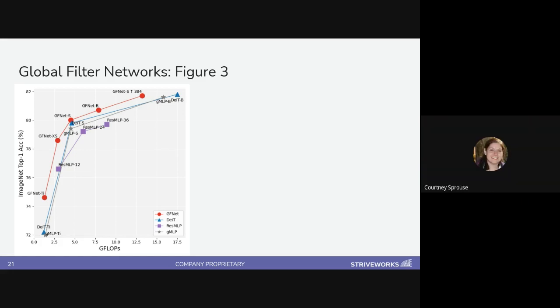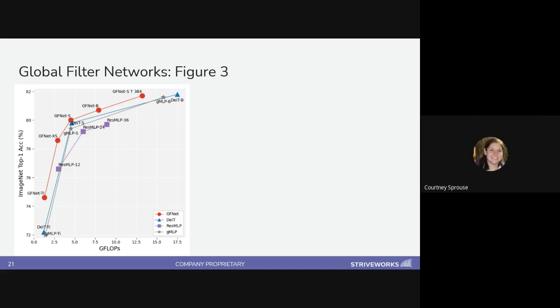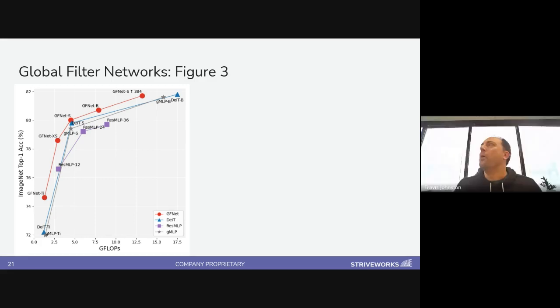I think it's like you use less GFLOPs but get better accuracy, right? More gigaflops gives you more accuracy. With GFNet, you can use less GFLOPs and get better accuracy than the other two. Okay, yeah. You can use our model. It's less computationally expensive and has better accuracy.